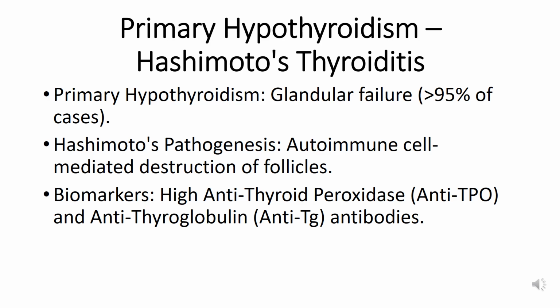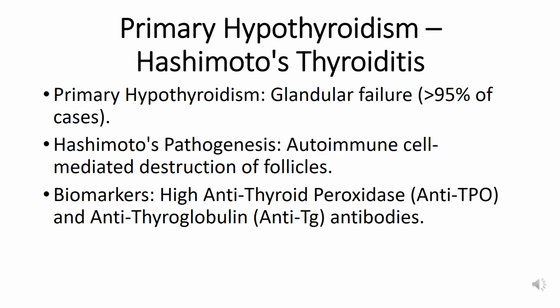The pituitary gland attempts to compensate for this decline by increasing the secretion of thyroid-stimulating hormone, or TSH. Elevated thyroid-stimulating hormone levels often represent one of the earliest laboratory findings in Hashimoto's thyroiditis. As thyroid function continues to deteriorate, symptoms of hypothyroidism gradually emerge, including fatigue, weight gain, cold intolerance, constipation, and dry skin. A key feature of Hashimoto's thyroiditis is the presence of circulating autoantibodies directed against thyroid components.